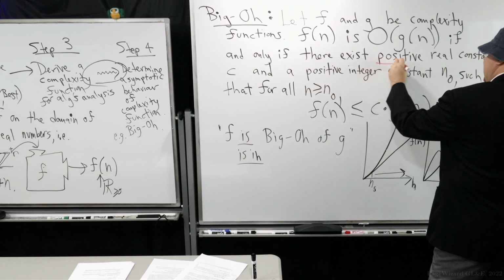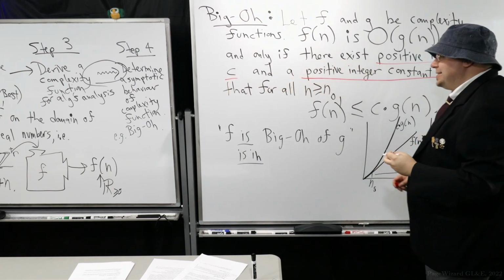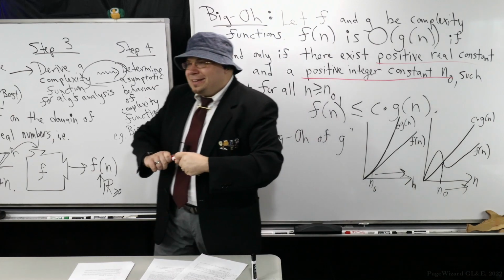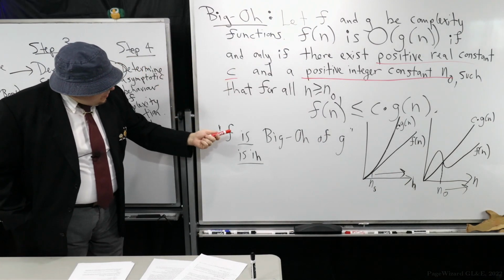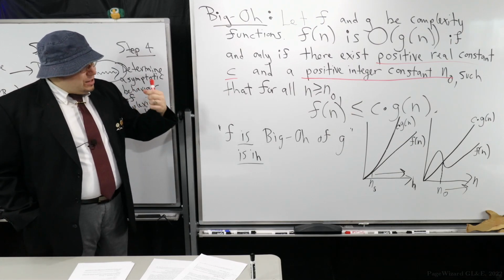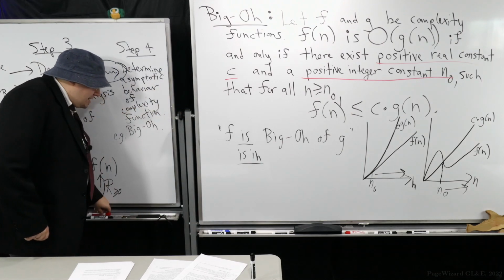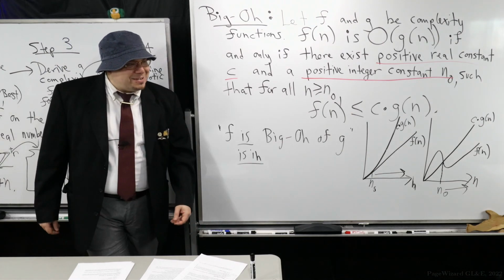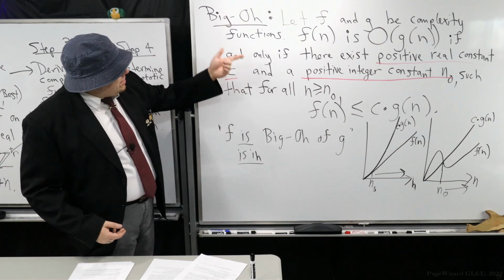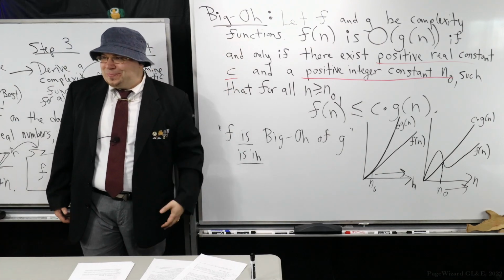You got to find this constant and this constant. You got to find those two such that f of n is less or equal to c times g of n for all points after and including n0. So you get to pick these two constants. Sometimes they exist, sometimes they don't. If they don't exist, then most certainly, based on the definition, it can't be that f is big O of g.